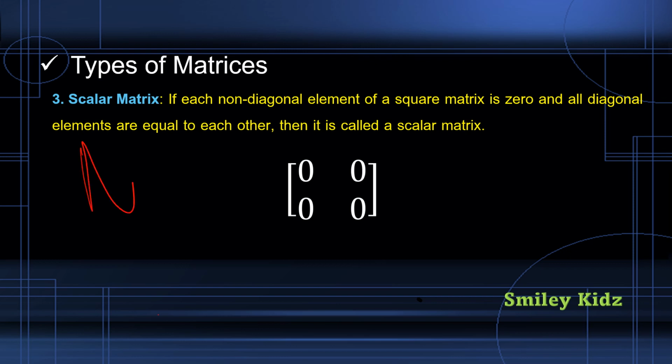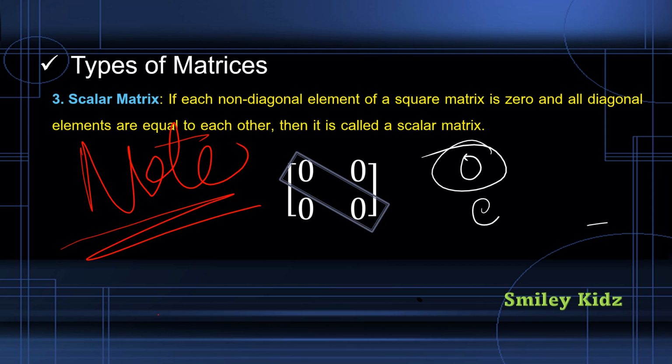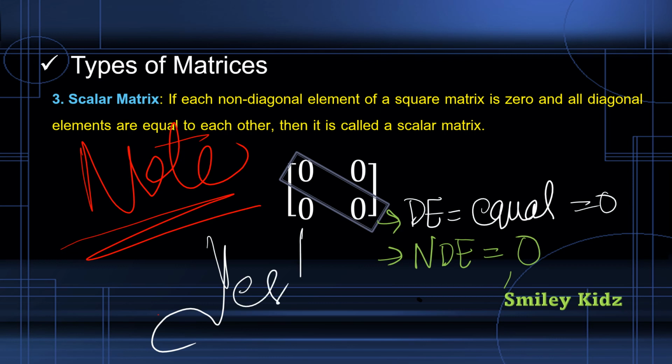Now here comes a huge note. You might ask me, here I have a diagonal which is having 0. That means all the diagonal elements are 0. That means they are equal. All the diagonal elements are equal to 0, and all the non-diagonal elements are also 0. Now both the conditions are satisfied. Is it a scalar matrix? If this doubt arises in your mind, well, it is a scalar matrix.